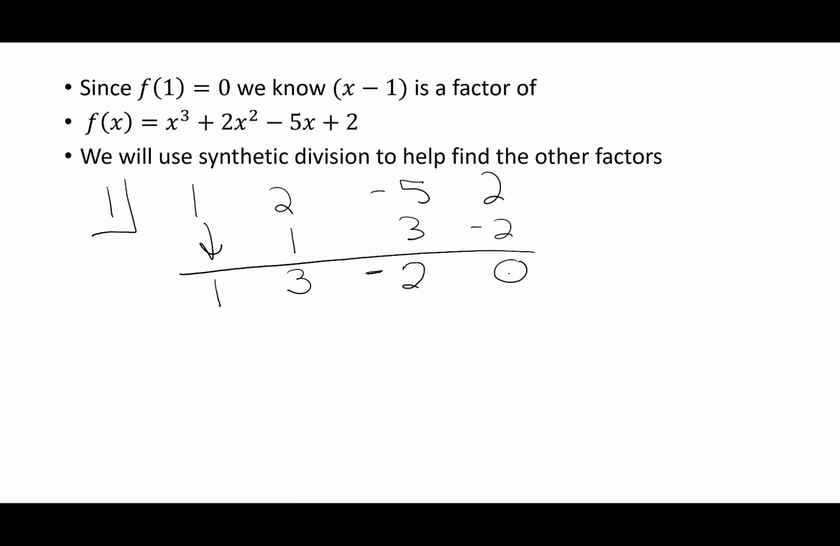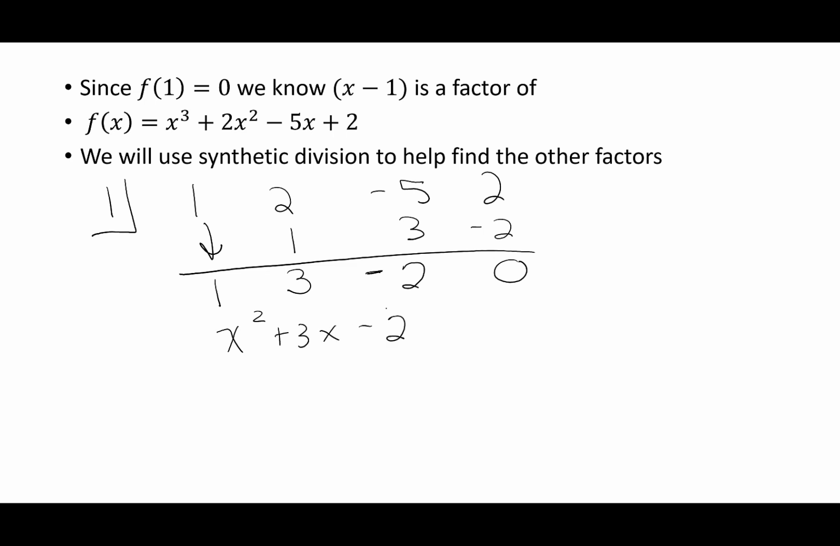The 0 is super important. It tells me that I did my division correctly and I have the right factor. What I essentially did is I divided by x minus 1. So this means I brought the power down. The 1, 3, negative 2 stands for x squared plus 3x minus 2.